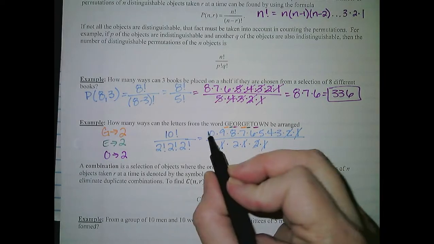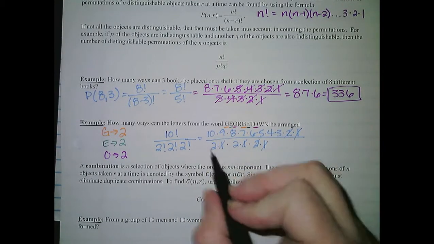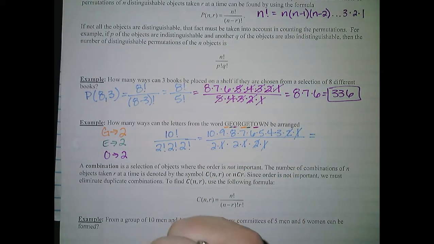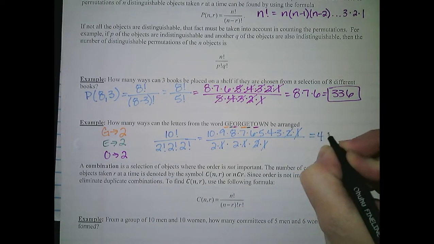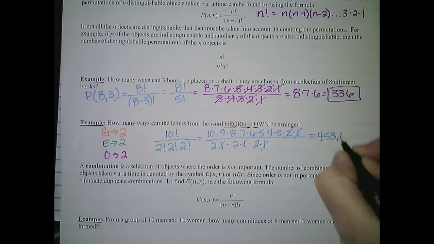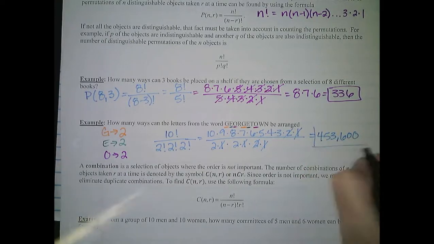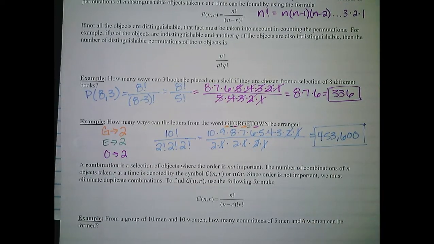So if I multiply all of that out, the numerator and denominator, and divide it, I'm going to end up with 453,600. In other words, there are 453,600 different distinguishable ways that we could take the letters in Georgetown and rearrange them.